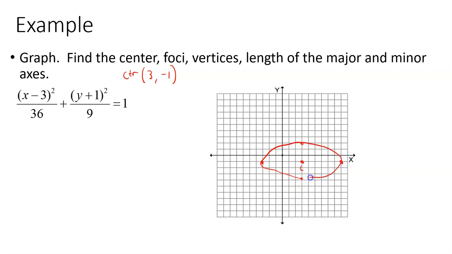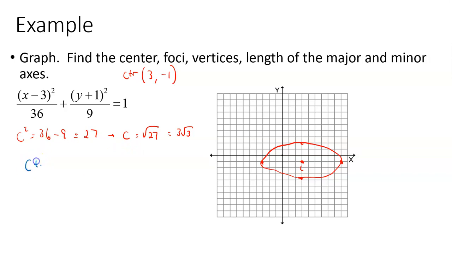How do I find the foci? Well, start with that c squared equals the difference between the numbers on the bottom. So if c squared is 27, then that must mean c is the square root of 27, which is 3 root 3. Now, major axis is horizontal here. So if you want to find the coordinates for the foci, you've got to go from the center, 3 square root of 3 to the right, and from the center, 3 square root of 3 to the left.